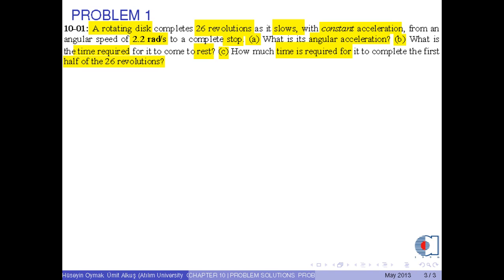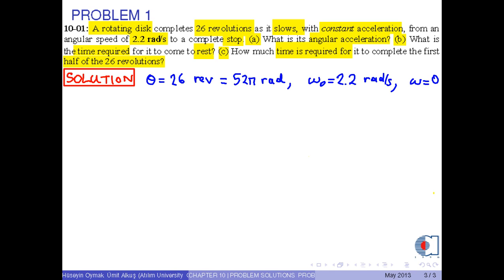In the first part of the solution, we write the given numerical values in SI units. Since revolution is not an SI unit, we have to convert it into radians as 52 pi radians. Initial angular speed, say omega 0, is given by 2.2 radians per second, which is already in SI unit. And the final angular speed, shown by omega, is given as 0.